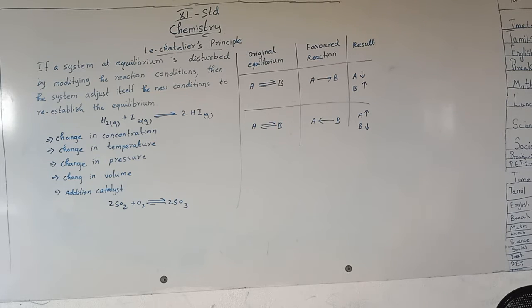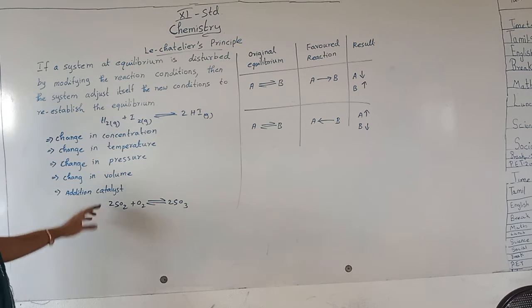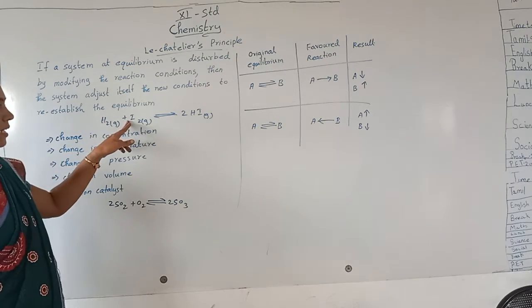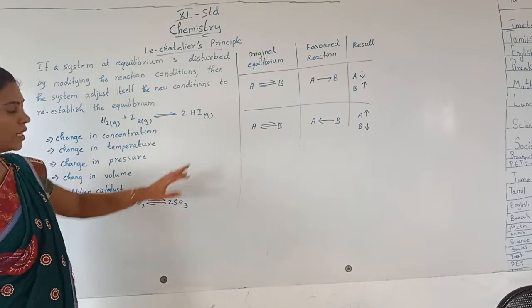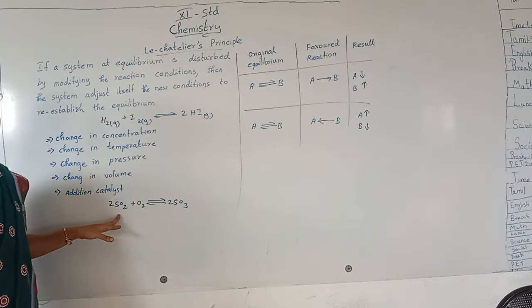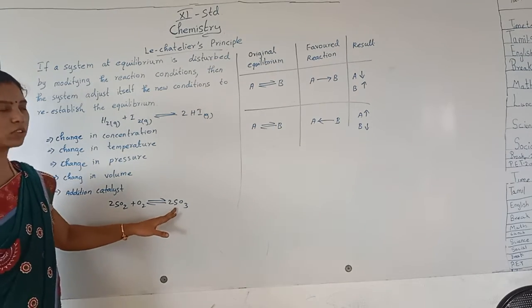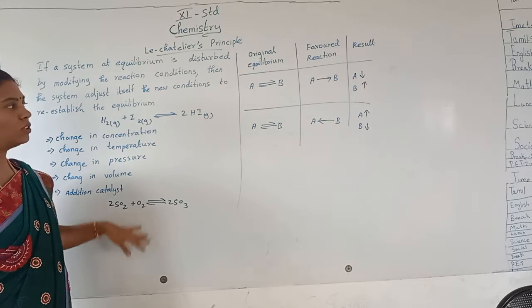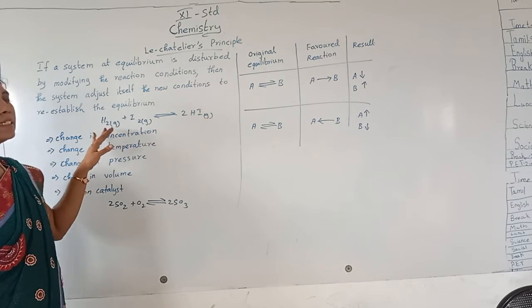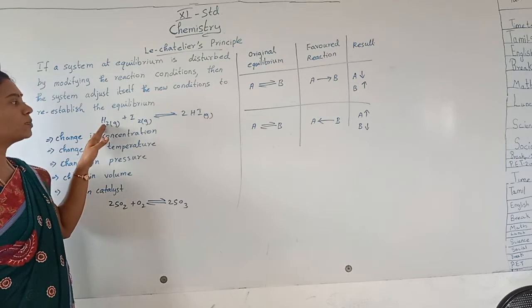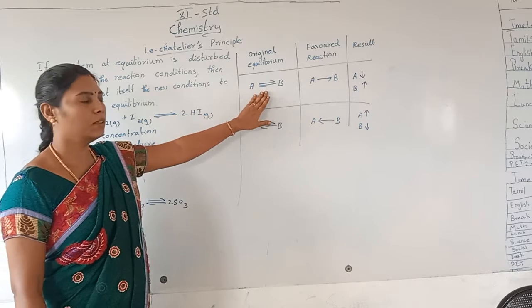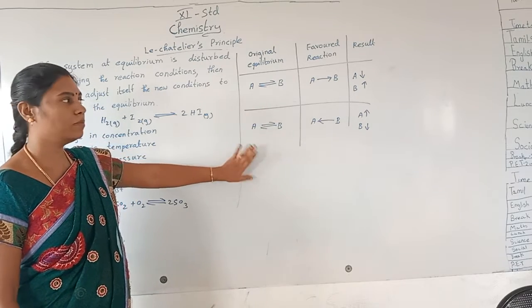Next is Le Chatelier's principle for the equilibrium reaction. Two example reactions I will go through. One is H2 plus I2 forming 2HI. Then 2 moles of SO2 react with oxygen to form 2 moles of SO3. So this is the equilibrium reaction. This is the product and this is the reactant.